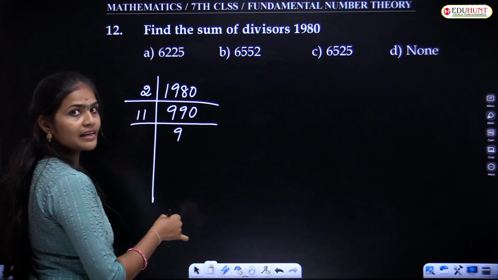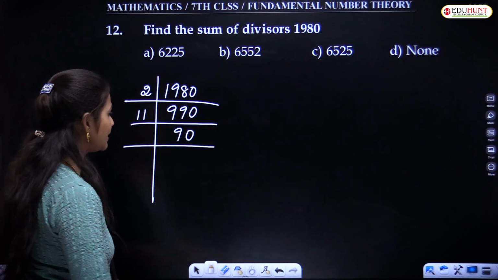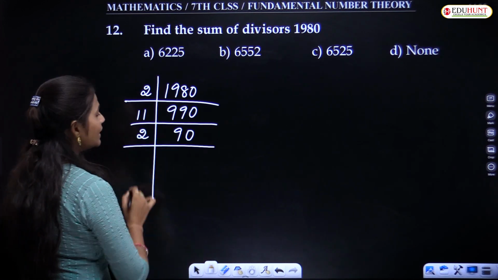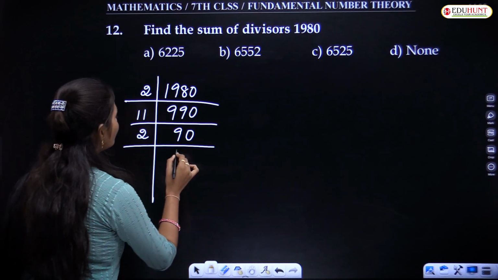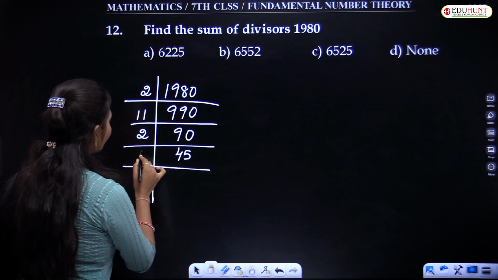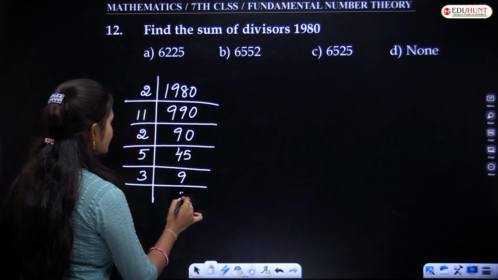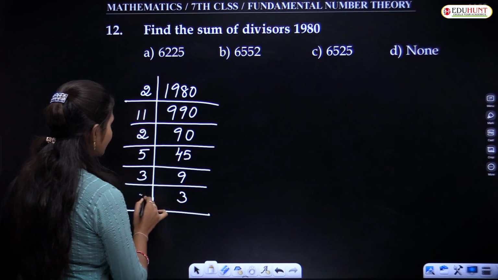11 nines are 99 and here 0. So 11 90s are 990. 90 is divisible by 2 now. So 2 45s are 90. Now 5 nines are 45. So 3 3s are 9. Again 3 1s are 3.